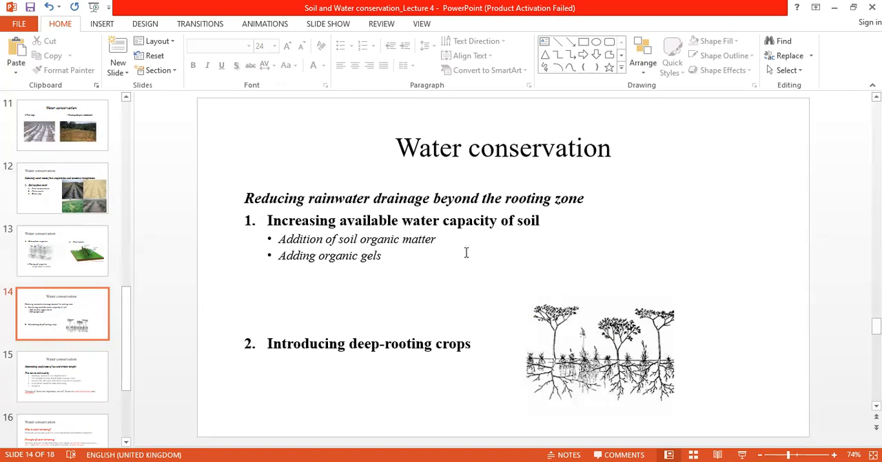Remember in the first chapter, we were talking about field capacity and permanent wilting point. We need to increase the field capacity. In short, we need to increase the storage of water in the soil, so that it has enough space to be stored before it starts to drip.